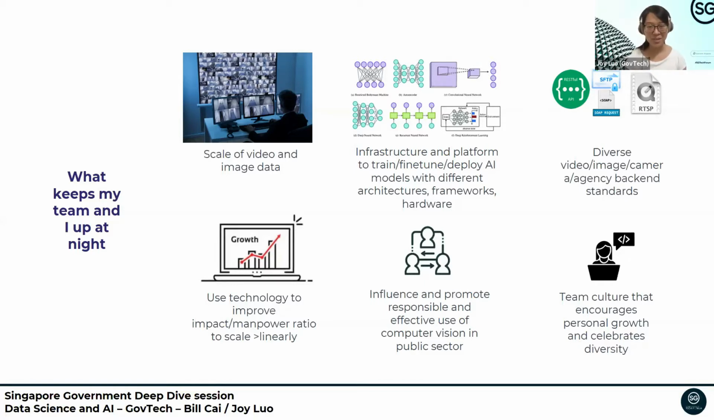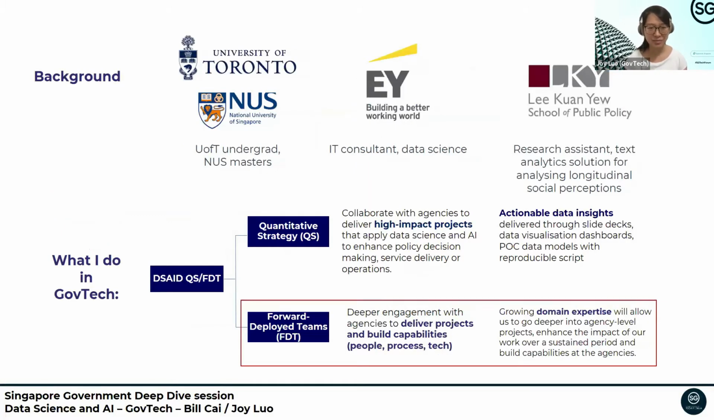Hi, everyone. My name is Joy, and I'm a data scientist with a GovTech quantitative strategy team. I'm excited to be sharing with you today how my team contributes to public sector transformation through data science. To start off, a really quick introduction of myself.